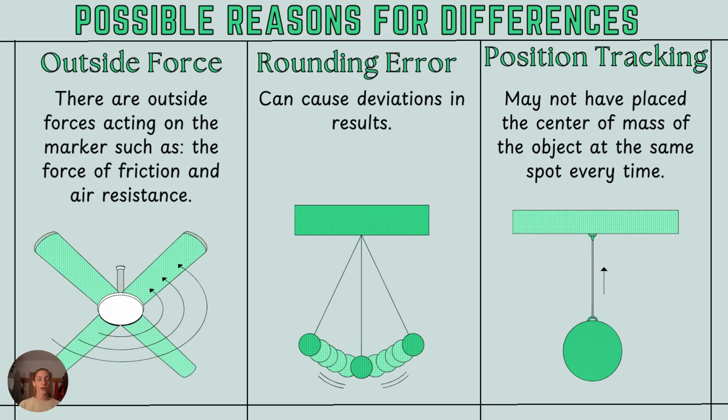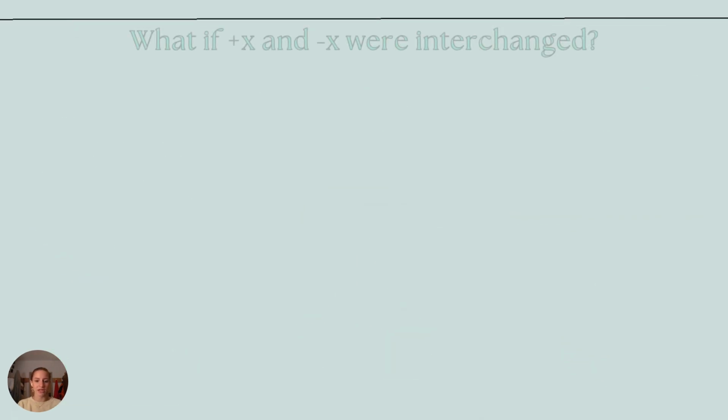As well, we can also have a problem due to rounding error, which can cause slight deviation in the results, as well as position tracking. I may not have placed the center of mass of the object at the same spot every single time, which can cause a few deviations.